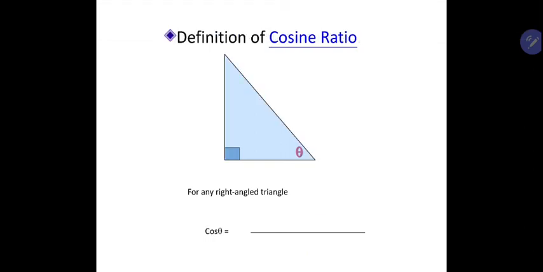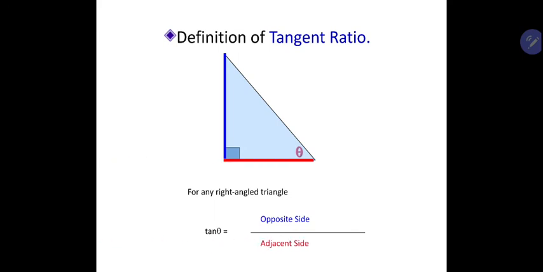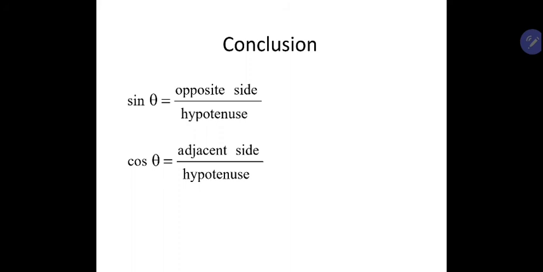For the cosine ratio, once again, our reference angle is given, and you know what the hypotenuse is. So the cosine ratio will be the adjacent divided by hypotenuse. For the tangent ratio, we have opposite divided by the adjacent. You can pause the video anytime and have a look at all these three trigonometric ratios once again. The sine ratio is opposite over hypotenuse, the cosine is adjacent over hypotenuse, the tangent is opposite over adjacent.